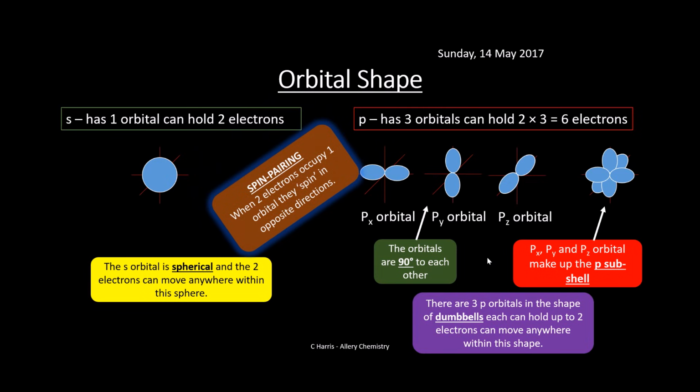Okay, you do have something called spin pairing as well. So when 2 electrons occupy 1 orbital, what they do is they spin in opposite directions. You'll see some of these energy diagrams with arrows representing electrons, and the arrows show which way it's spinning. But I'll show that later on.